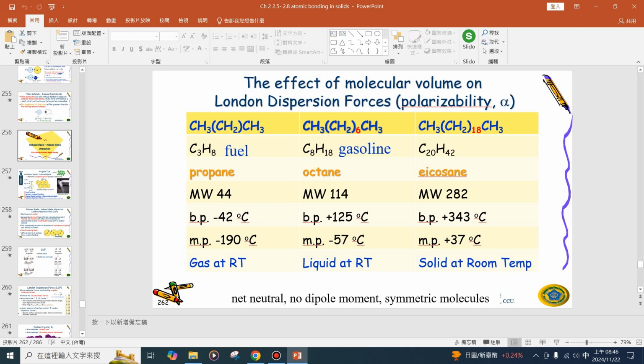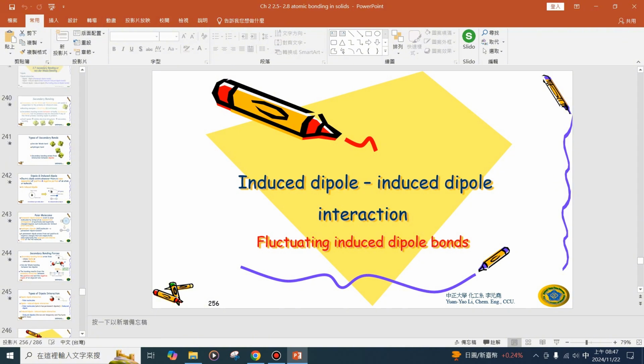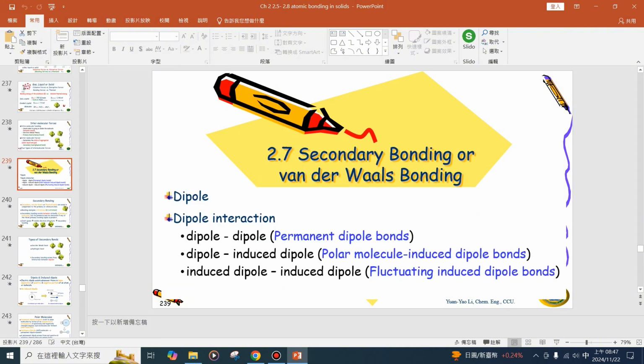Wednesday we learned secondary bonds. I hope you still remember. We started with the dipole interaction. First of all, we need to know the definition of the dipole, and then we move to the interaction of the dipole, involving three topics. The first one is dipole-dipole interaction, which we also call permanent dipole bonds. The second one is dipole-induced dipole.